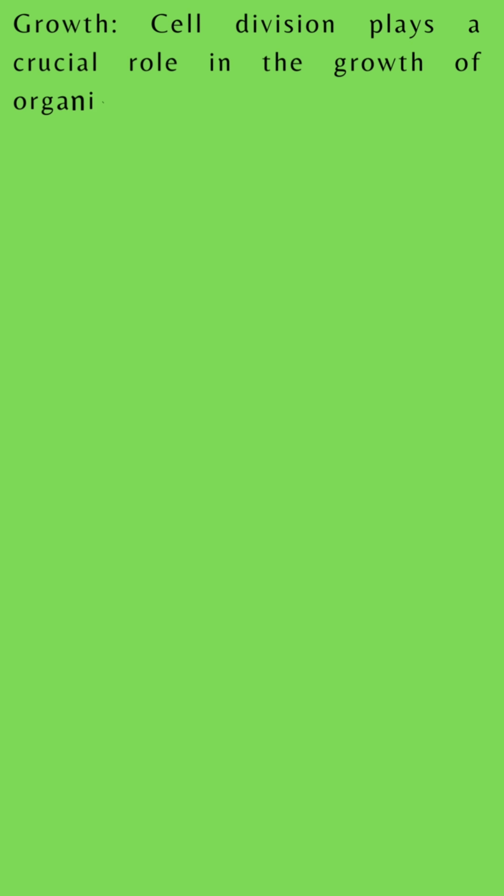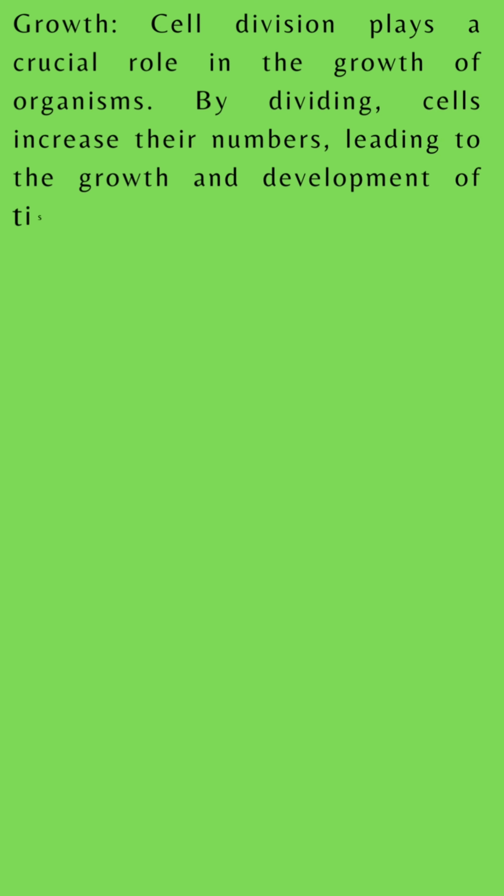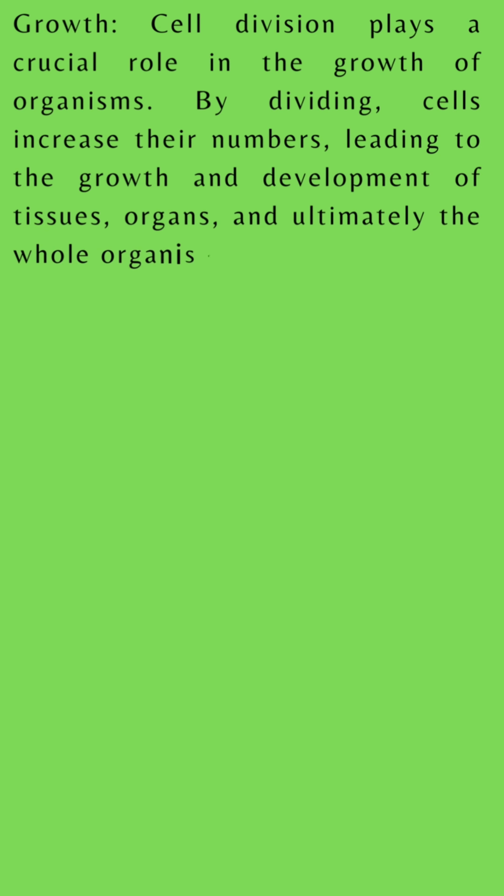On the other hand, a direct result of cell division is growth. Cell division plays a crucial role in the growth of organisms. By dividing, cells increase their numbers, leading to the growth and development of tissues, organs, and ultimately the whole organism.